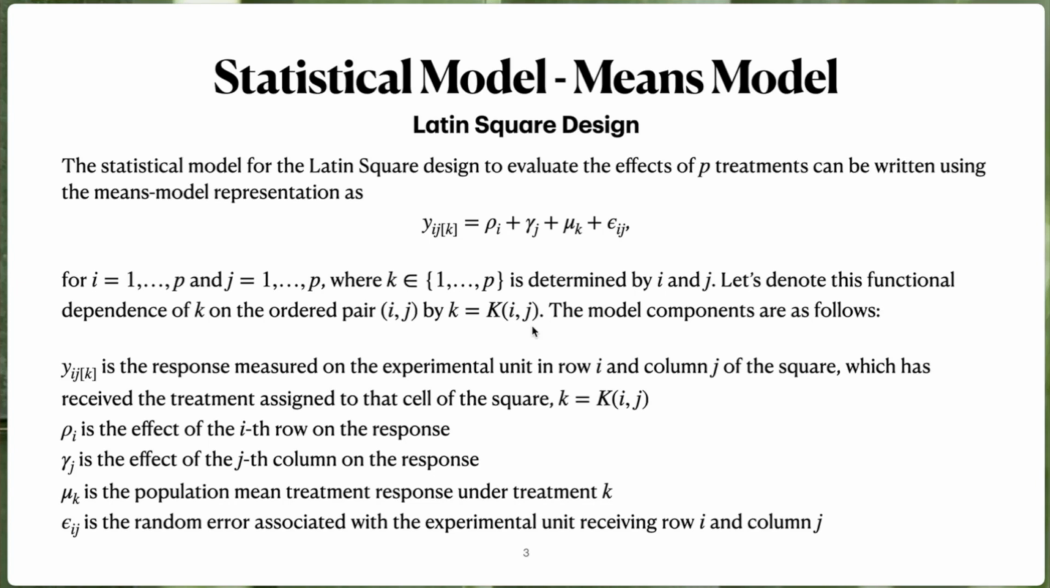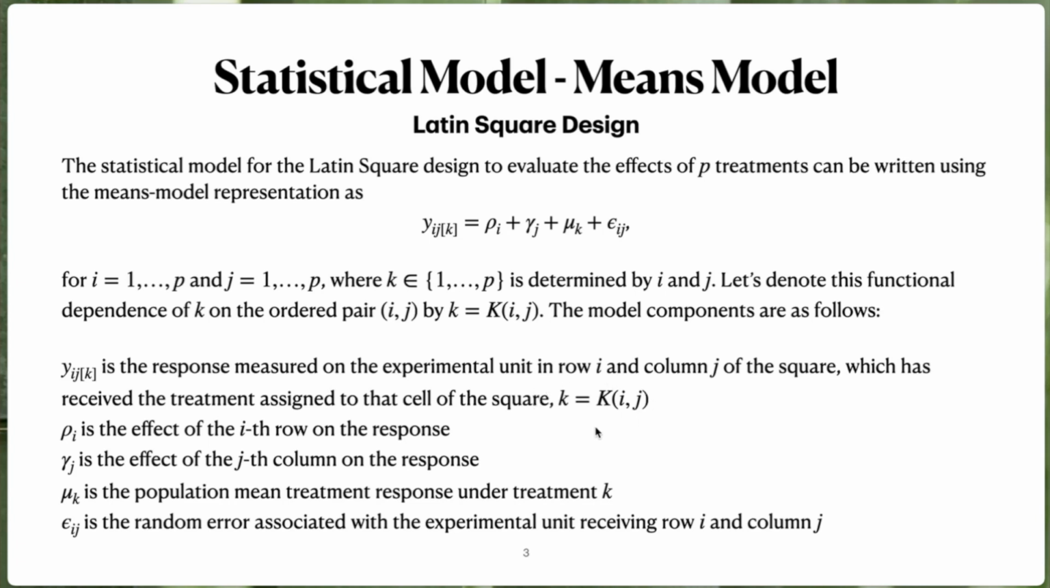Now, the model components are as follows. Y sub ij, with k in brackets, is the response measured on the experimental unit in row i and column j of the Latin square. And that particular cell of the Latin square has been assigned the treatment given by little k equal to capital K evaluated at i and j.